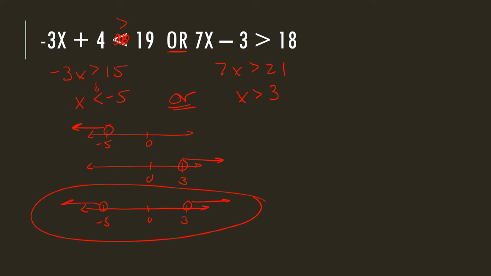OR statements have to be written as two separate pieces. I cannot write x is greater than 3 and x is less than negative 5. There is no number that I can put in here that is both less than negative 5 and greater than 3 at the same time. It's impossible. So this is an OR statement because the solutions are separate pieces. Okay? So that's it. We'll talk about it more in class.